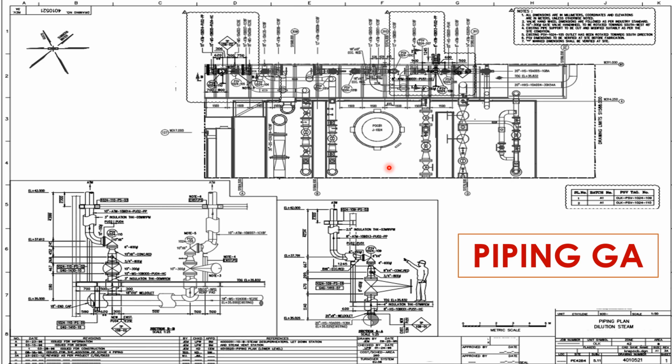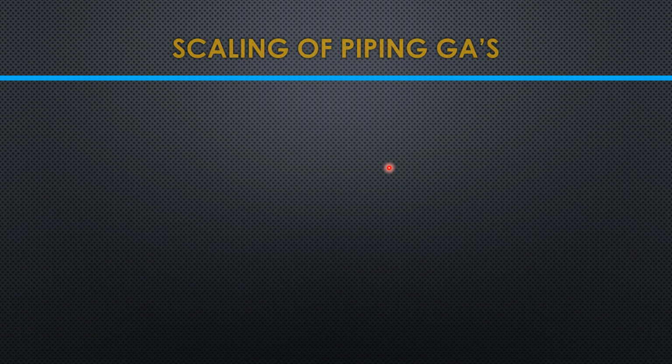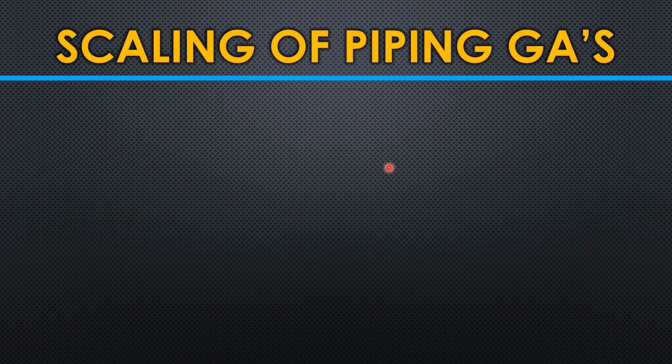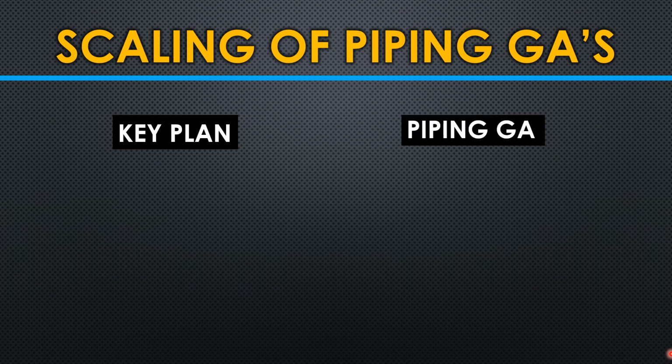Okay, so as far as this video is concerned, let me just stick to my piping information, otherwise we may not be able to complete. Now let's go to understand what scaling is about. See, to understand scaling, you have to understand it in a very conventional method. For example, scaling of piping GAs has two types. One is key plan and another one is piping GA.